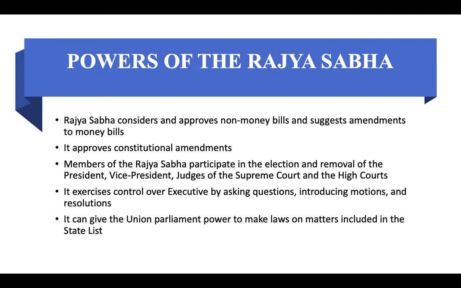It exercises control over the executive by asking questions, introducing motions, and resolutions. It can give the Union Parliament power to make laws on matters included in the state list.